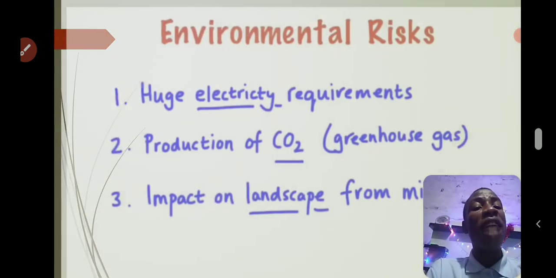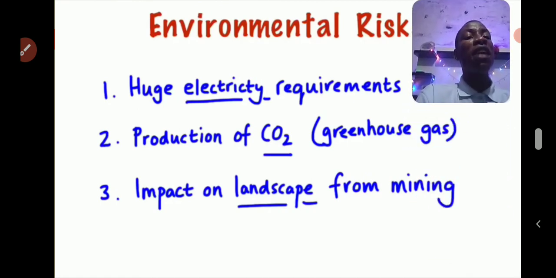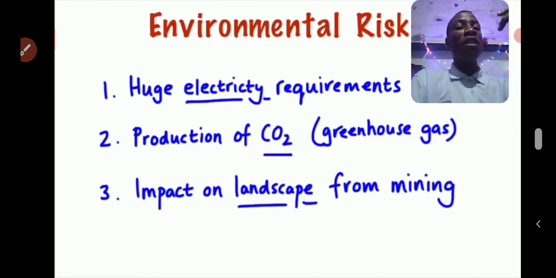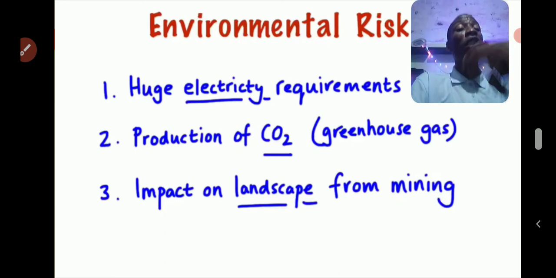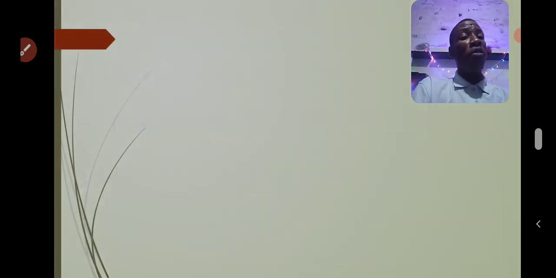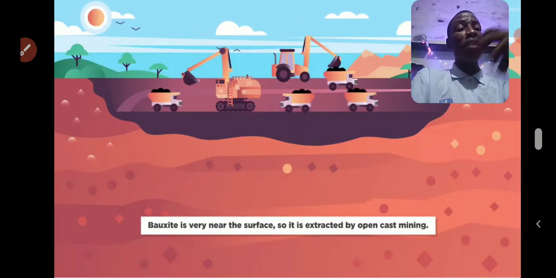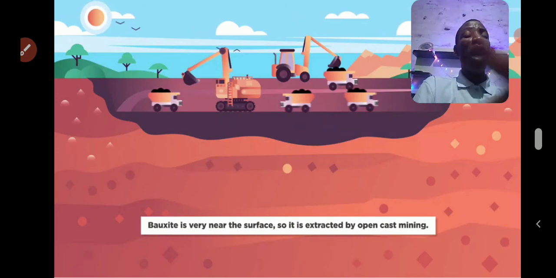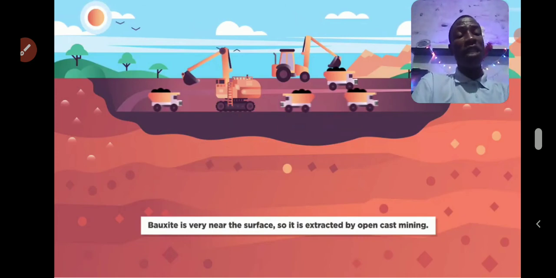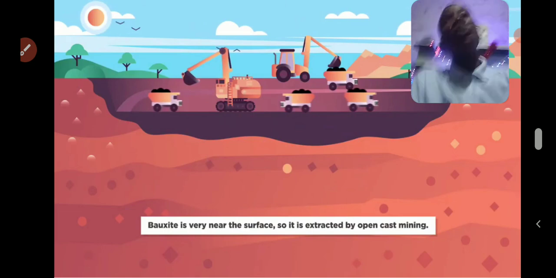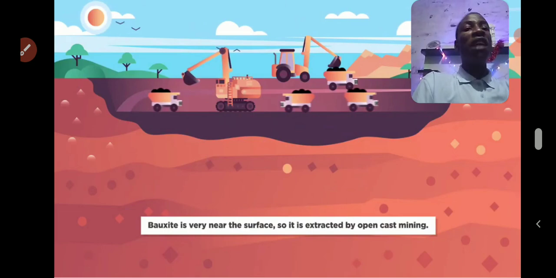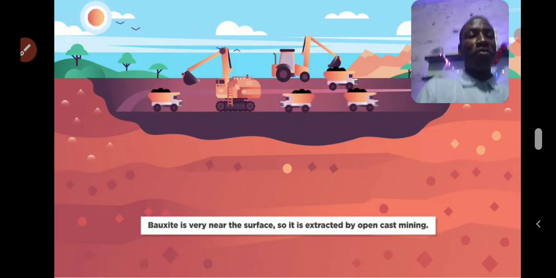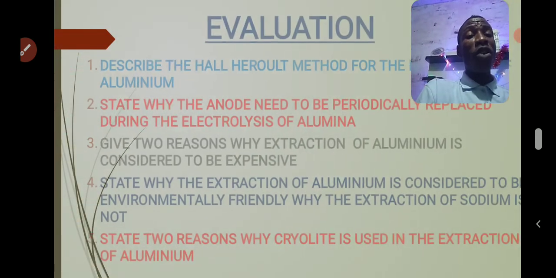Then another environmental risk is the impact on the landscape. It deals with removal of resources that are non-renewable. So it affects the topography of the land. Apart from affecting the topography of the land, there's a depletion of natural resources. So you can see this land now, how the topography has changed because of mining of bauxite. So this process has those disadvantages, and that's all for the Hall-Héroult process.